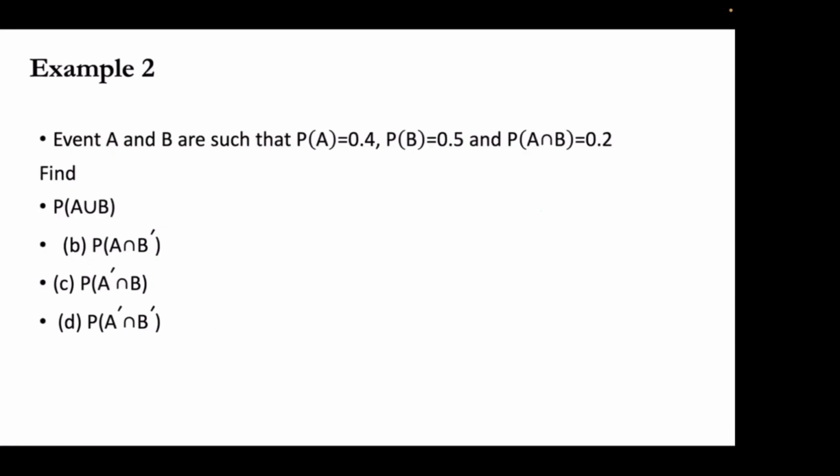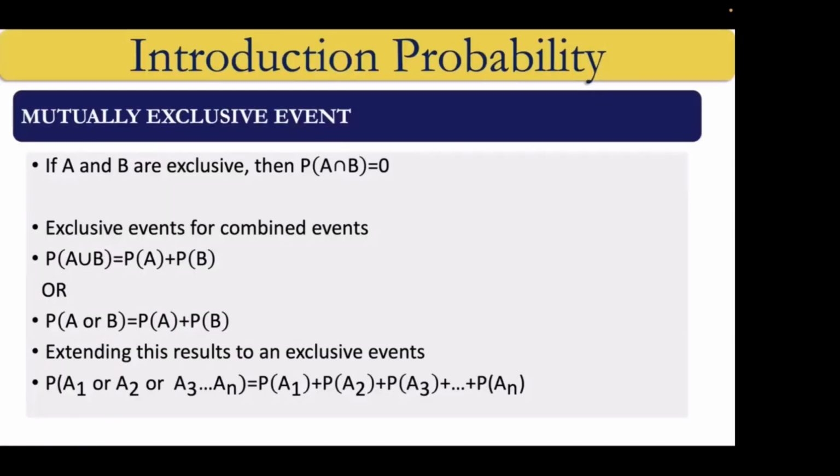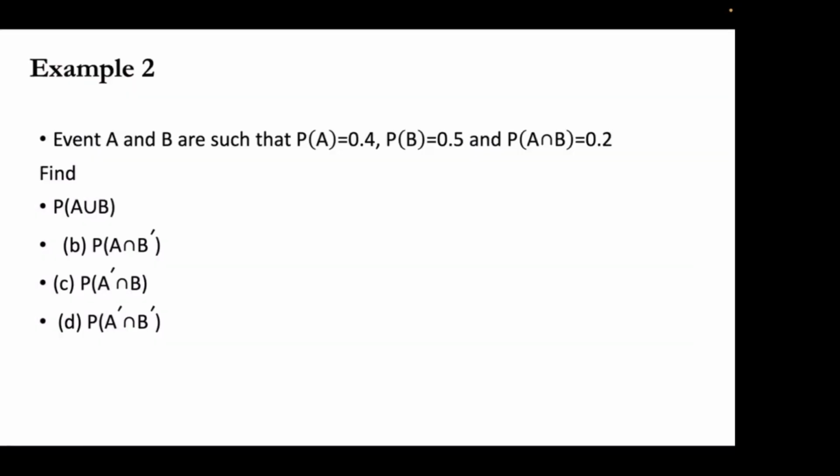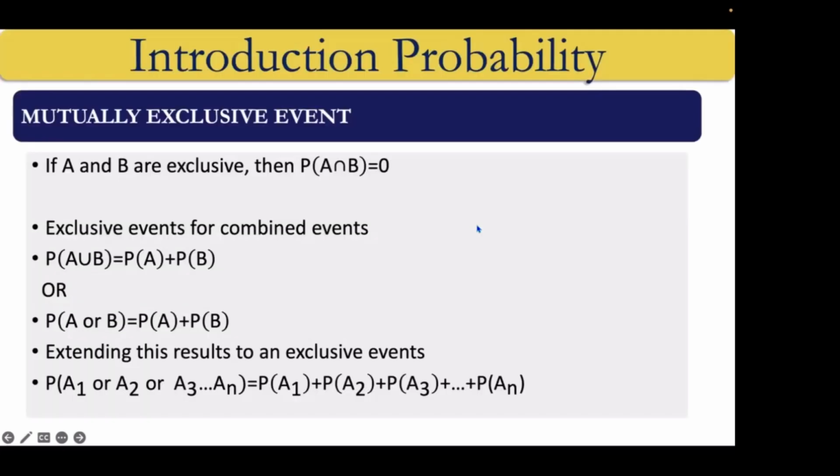With example 2, I believe with the previous explanations, you can do example 2 on your own. A complement simply means 1 minus the probability of A. B complement means 1 minus the probability of B. And that's how it's done.